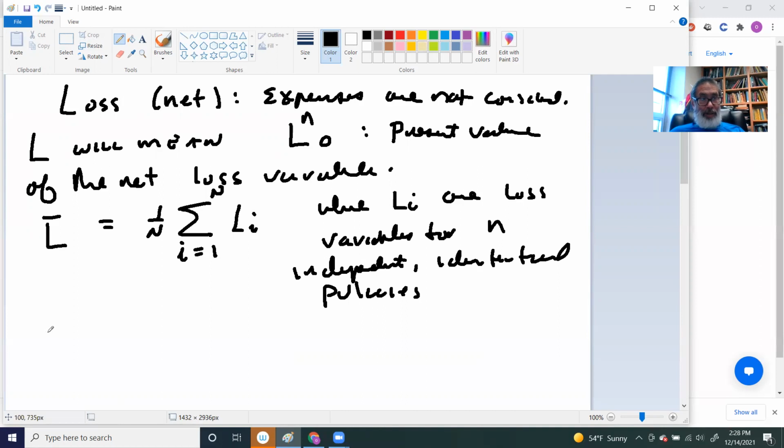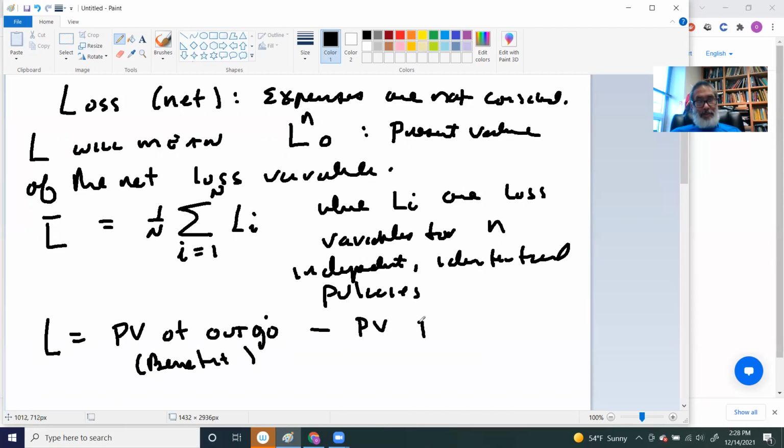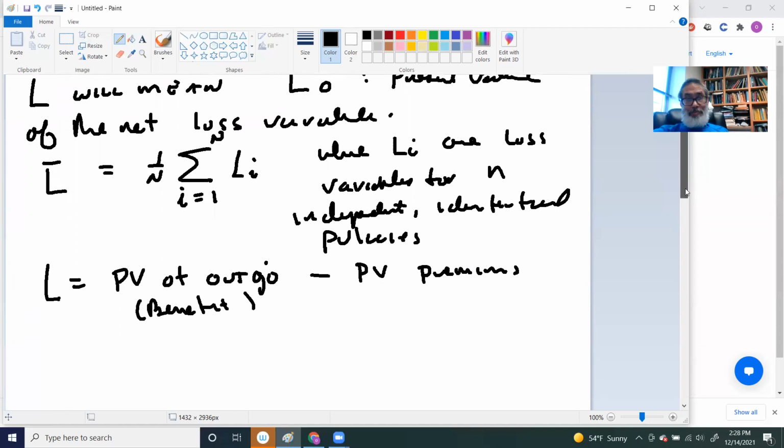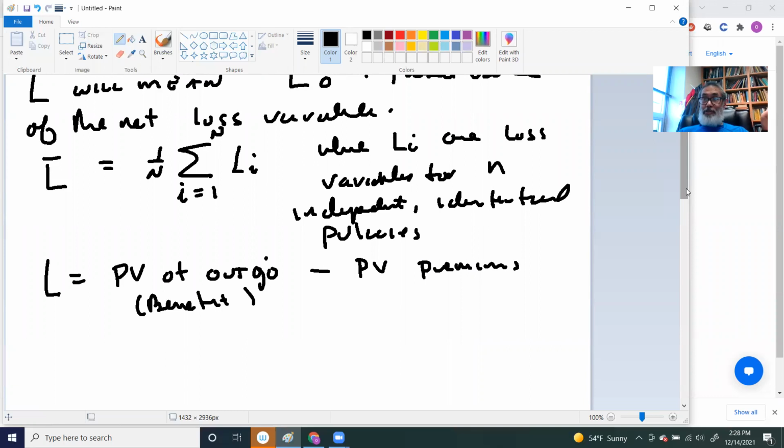And remember how L is defined, or each one of these L_i. It will be the present value of outgo, that is the benefit, what the policy pays, minus the present value of the premiums. Ideally, if a loss is positive, it means the company loses money. For example, you issue a policy and then the unfortunate person dies right after the first premium. That's definitely a loss. That's a positive loss.